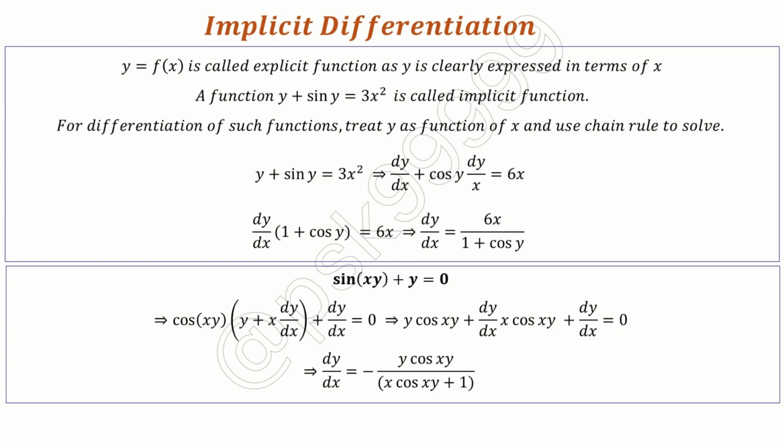Let's take another example: sine of xy plus y equal to 0. Differentiation of sine of xy is cos xy, and then you differentiate xy with respect to x, which is y plus x into dy by dx, plus differentiation of y is dy by dx, which is equal to 0. Now you take dy by dx common, and it is equal to minus of y cos xy divided by x cos xy plus 1. So this is one way of differentiation. You should understand this. This is also very common in problems, just like the chain rule.